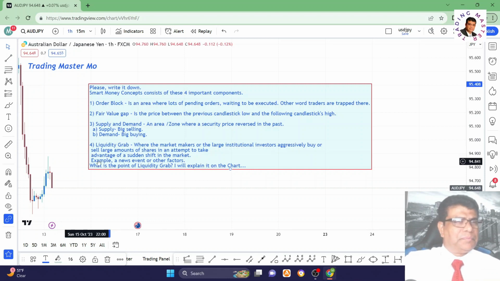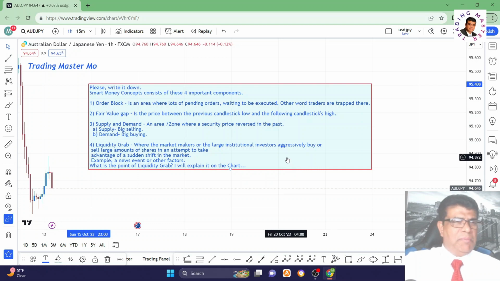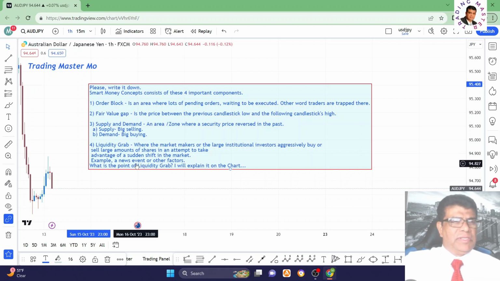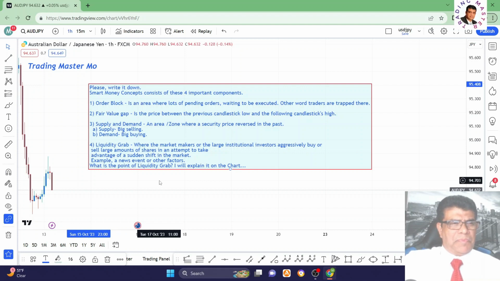Okay. Liquidity grab is where the market makers or the large institutional investors aggressively buy or sell large amounts of shares in an attempt to take advantage of a sudden shift in the market. Example, like a news event or other factors. And what is the point of liquidity grab? I will explain it on the chart. So now let's go over to the chart.